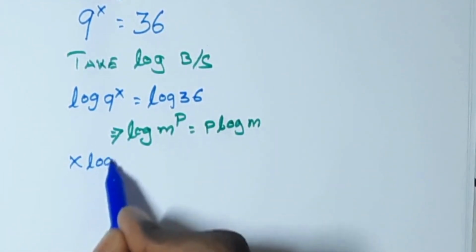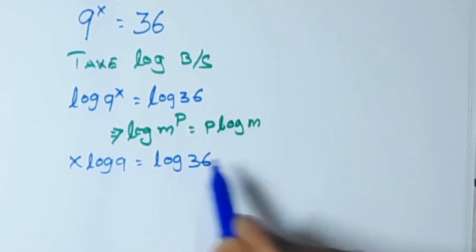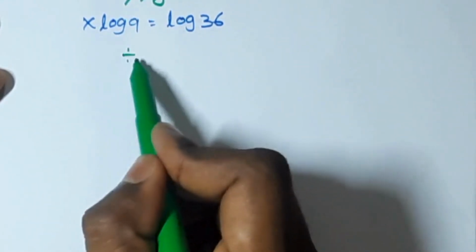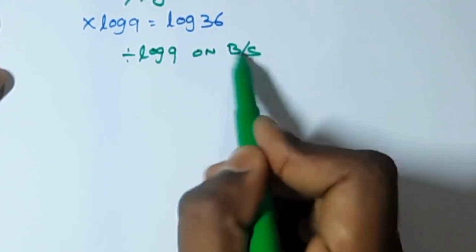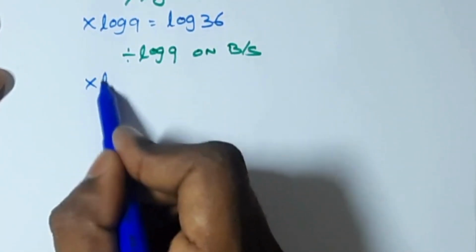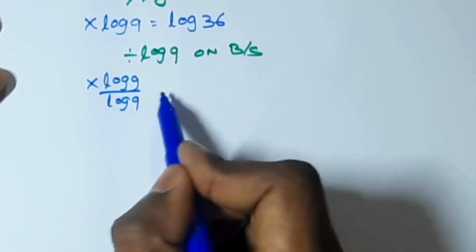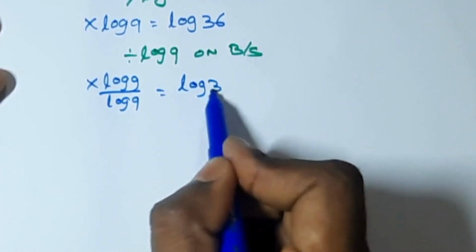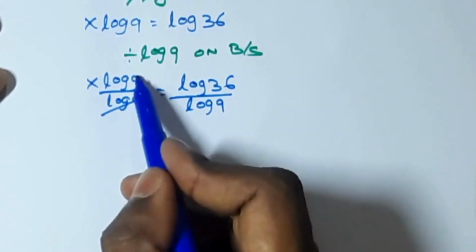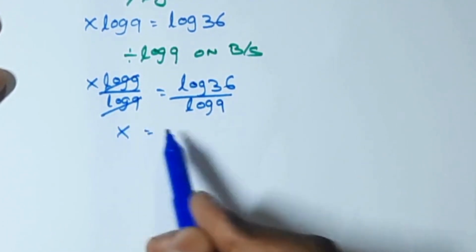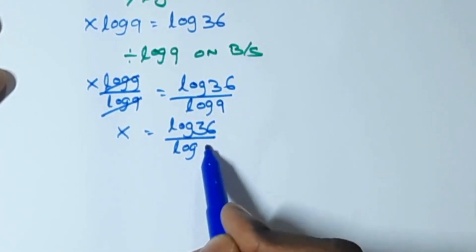x log 9 equal to log 36. Divide by log 9 on both sides. x log 9 by log 9 equal to log 36 by log 9. This log 9 and log 9 get cancelled, so x equal to log 36 by log 9.